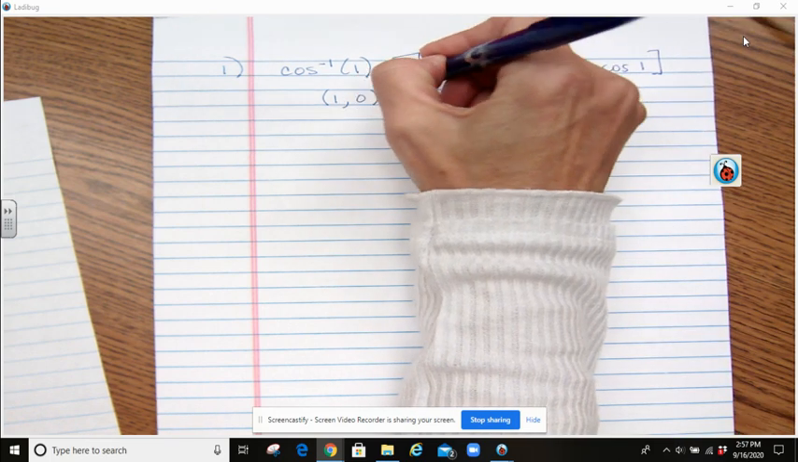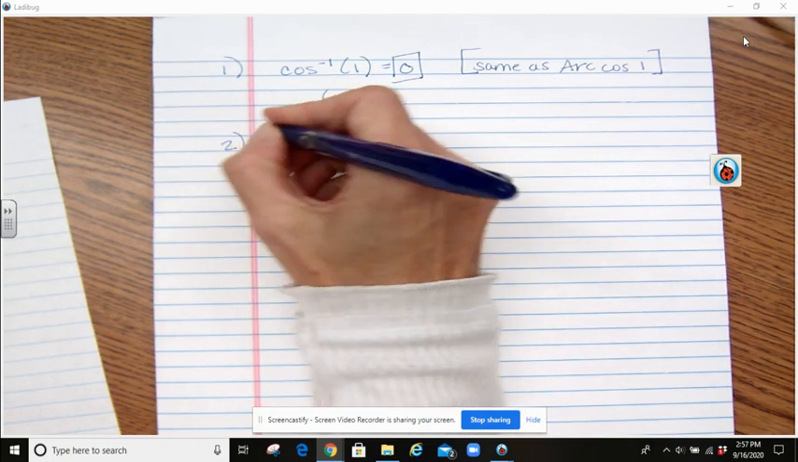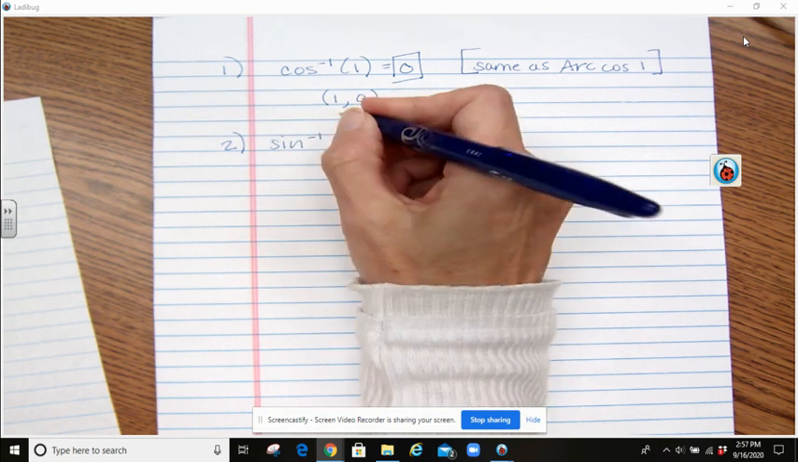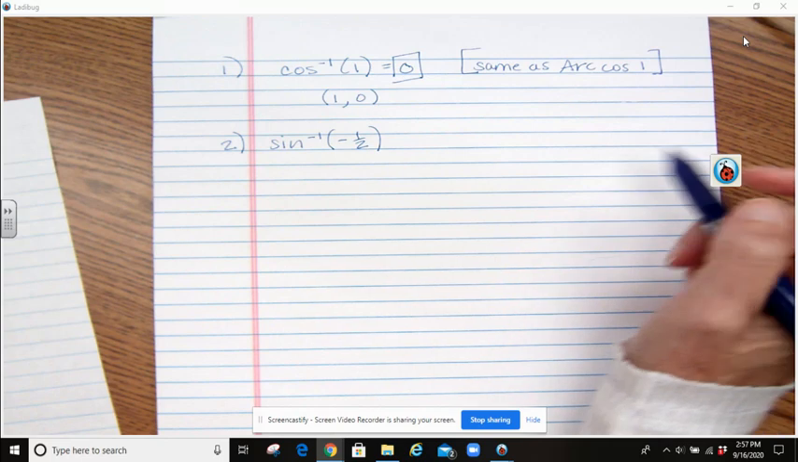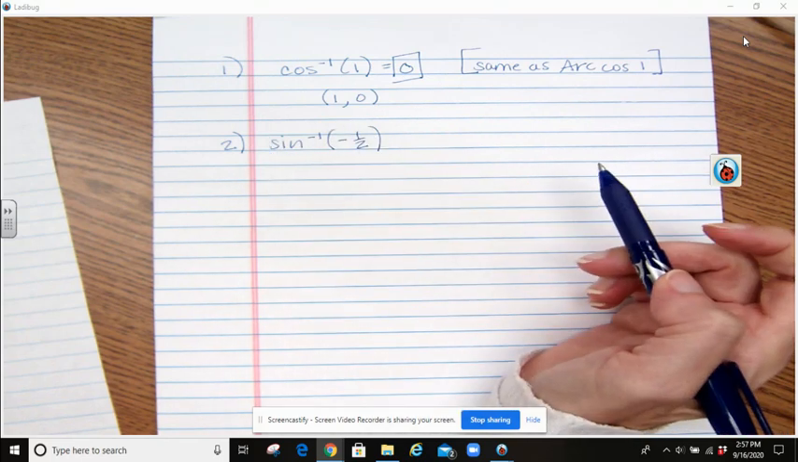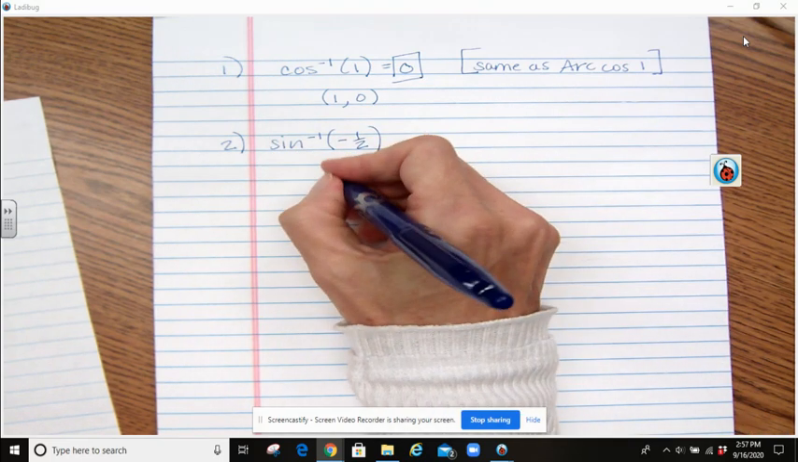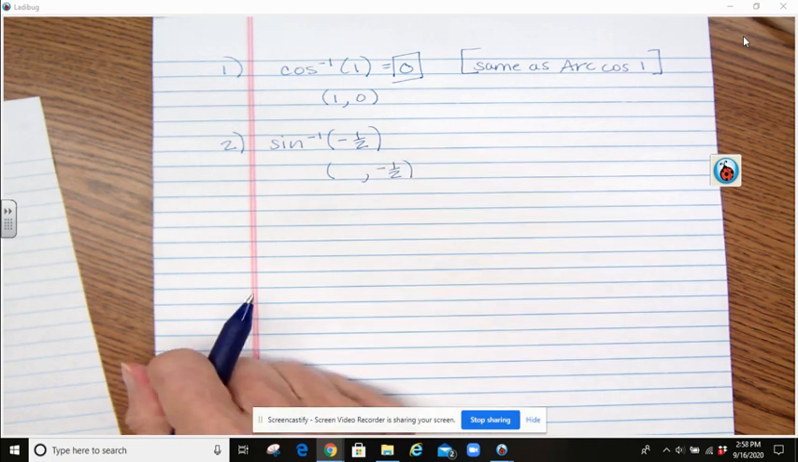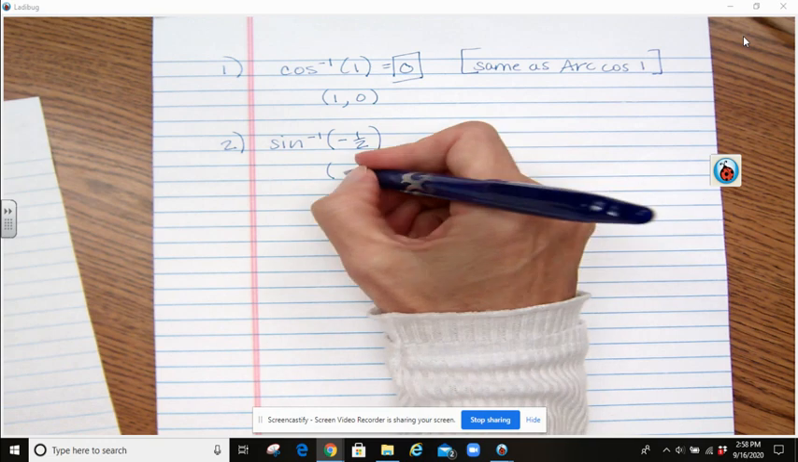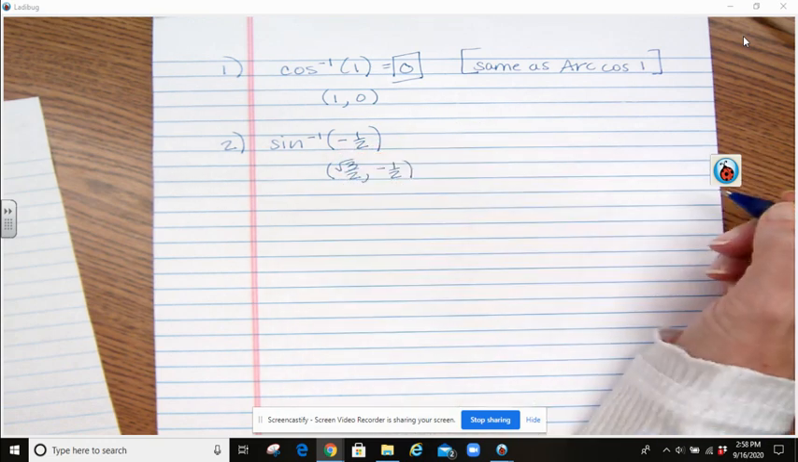That is the answer there. 2. Okay, what is the angle that gives us a sine value of -1/2? Again, I could also write arc sine -1/2. So if it's sine, I know that the y-coordinate is -1/2. Well, from my 7 ordered pairs, the only thing I could have for the x-coordinate is square root of 3/2.